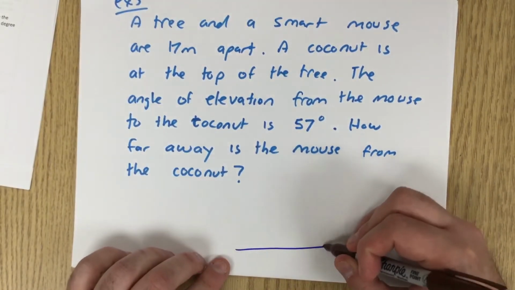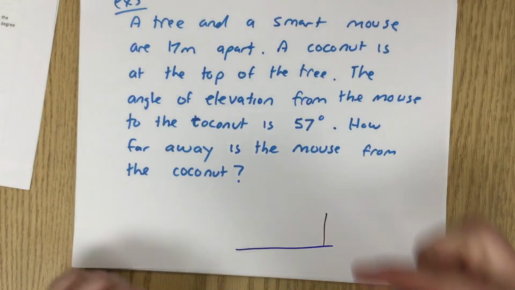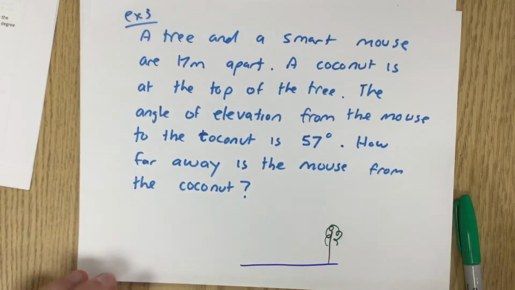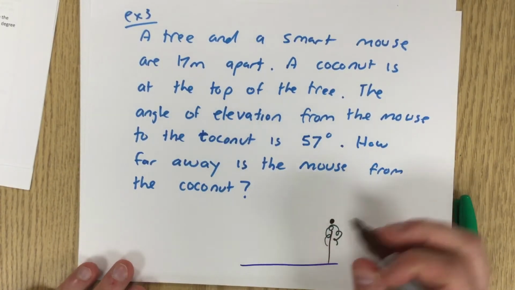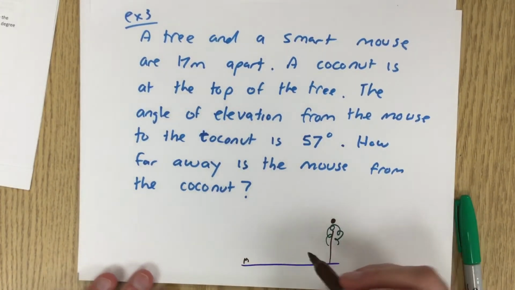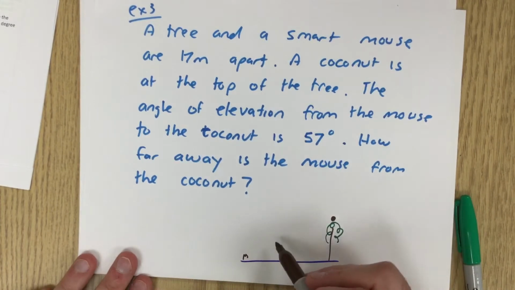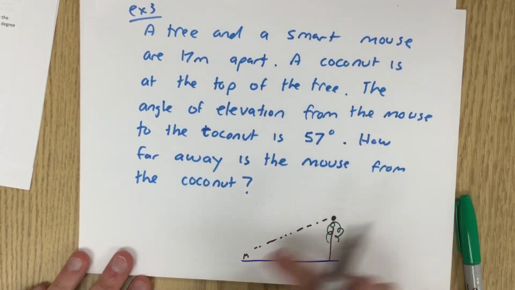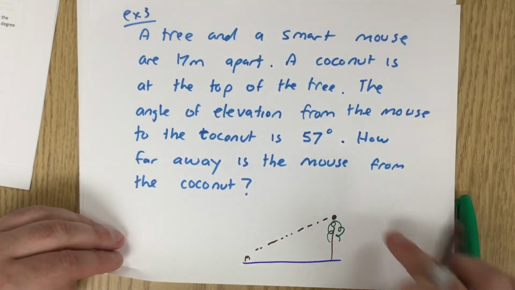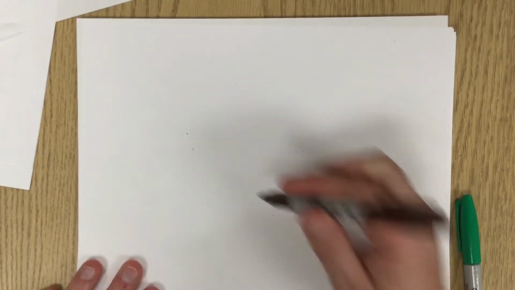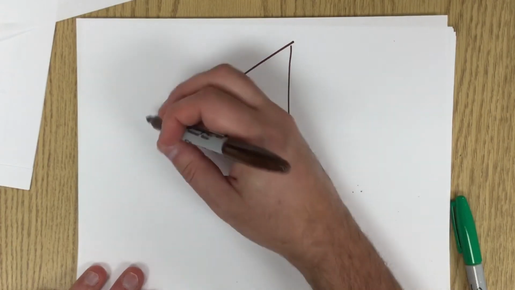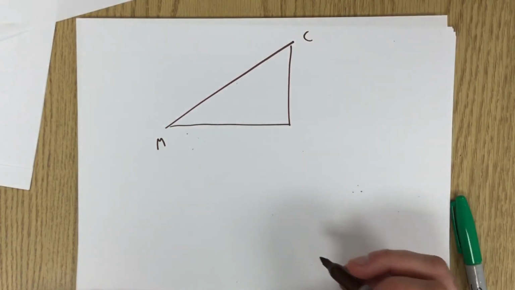We have the tree. At the top of the tree we have the coconut. Here's the mouse. And the mouse is looking, we want to know how far away the mouse and the coconut are from each other. So, we're going to make a diagram. I kind of already drew it, but we'll do it again. Mouse, coconut.